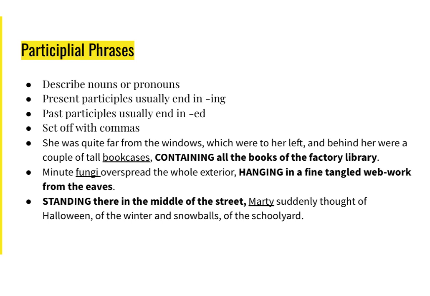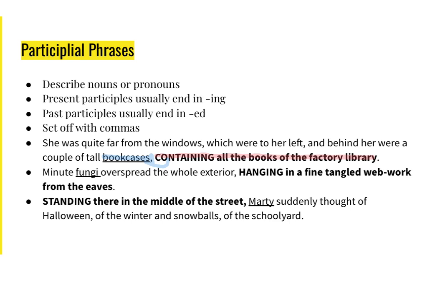So, for example: She was quite far from the windows, which were to her left, and behind her were a couple of tall bookcases containing all the books of the factory library. So this part, that's the participle itself. The whole phrase is the participial phrase. Notice it's right next to what's being modified, which is bookcases, and we got our comma there separating.